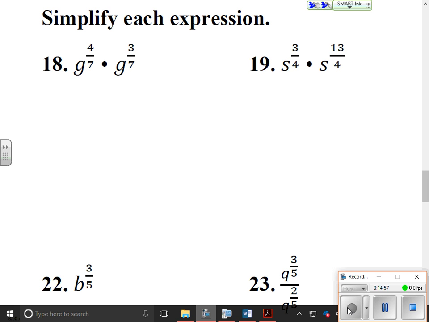18 and 19 are actually really, really easy. They're really, really easy. So try to understand and get the easy ones right. Okay? They're easy because when you have like bases, you're able to add the exponents. And in this case, the exponents are fractions and they already have a common denominator. So that makes it nice. So that's equal to g to the 4 plus 3 over 7, you're adding your exponents, which is g to the 7 over 7, or g to the first, just g. So you don't multiply the g's either. Adding the exponents takes care of multiplying the g's.